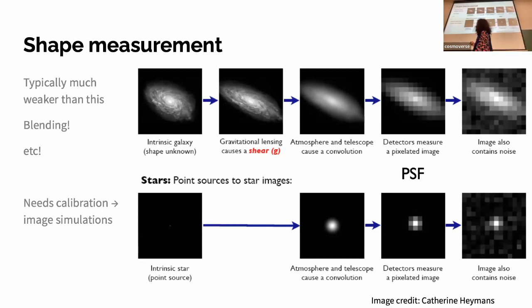Now this needs calibration because of a few different reasons. One is that the noise can cause some uncertainty in the shapes. And another effect is that you can have blending. So you can have galaxies that are close to each other, so they're blended. And with this kind of method, you won't catch them. So you need to have simulations that are realistic. So they're called image simulations usually.